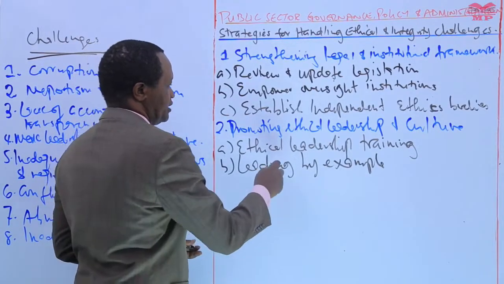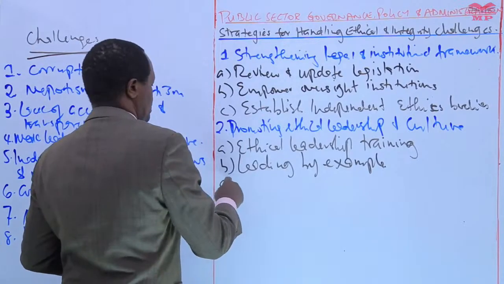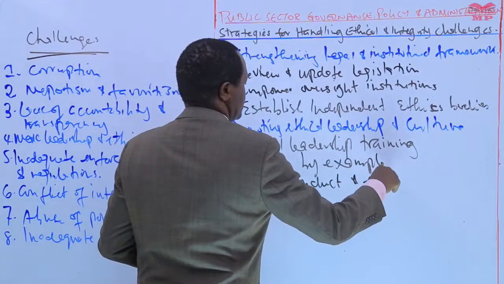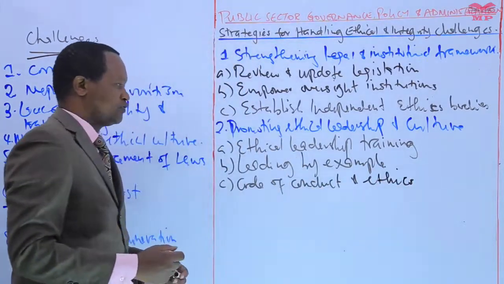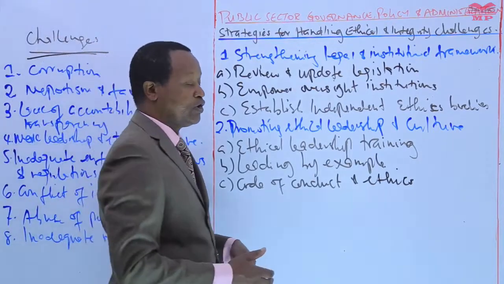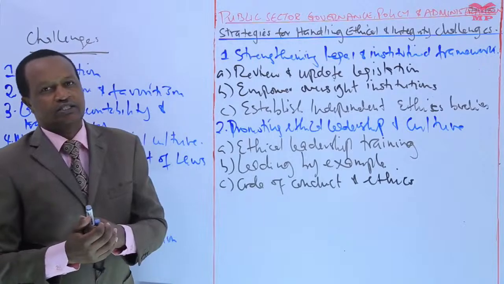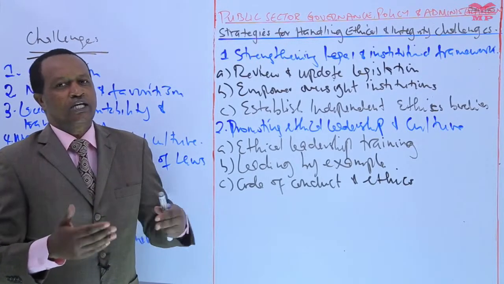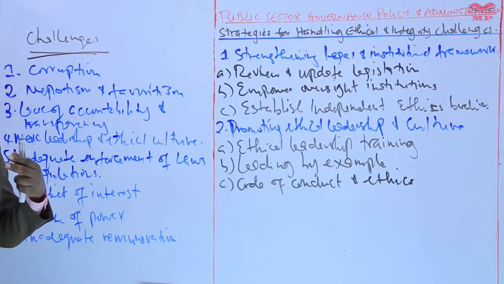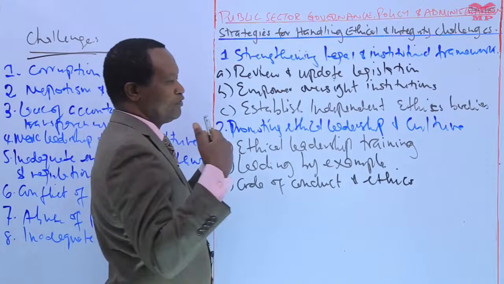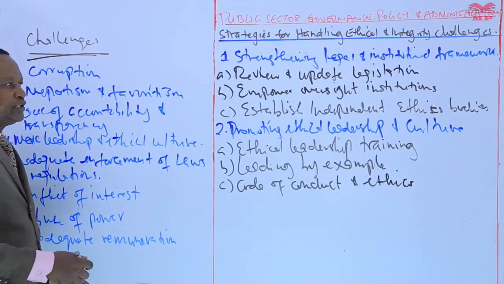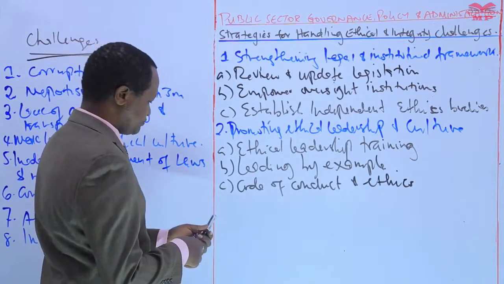Three, code of conduct and ethics. There has to be a clear and comprehensive code of conduct and ethics that is developed and communicated to all public servants. And the code should outline expected behaviors and provide guidelines on ethical dilemmas. That is how to promote ethical leadership and culture.